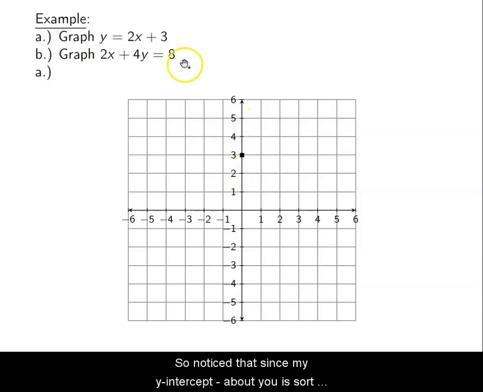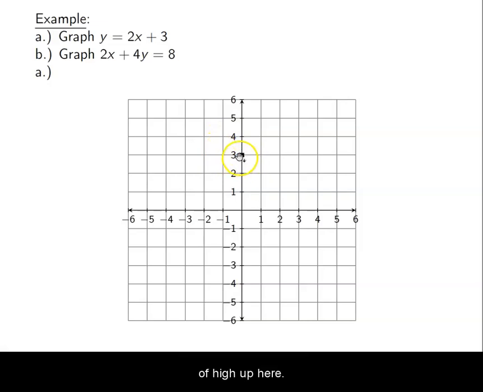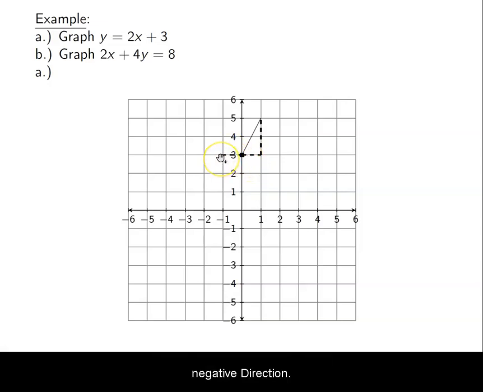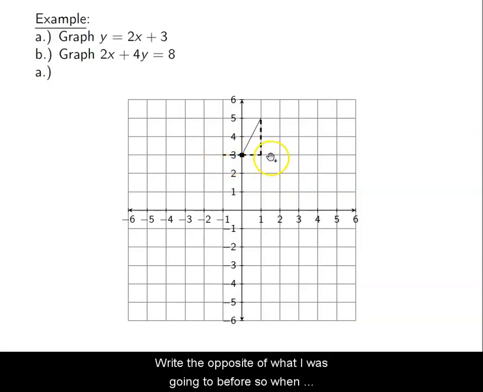So notice that since my y-intercept, my initial value, is sort of high up here in the grand scheme of the graph, we're really only going to be able to plot 1 point. So I'm going to go over 1, up 2, and make a new dot. If this is pen and paper, I would just make a new dot and then connect the lines. And I kind of run out of room, so what I'll do is start to go backwards. So I'll go backwards 1, so that's a negative direction, right? The opposite of what I was going before.